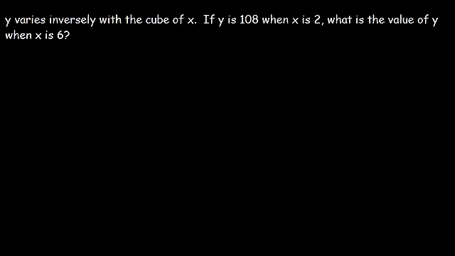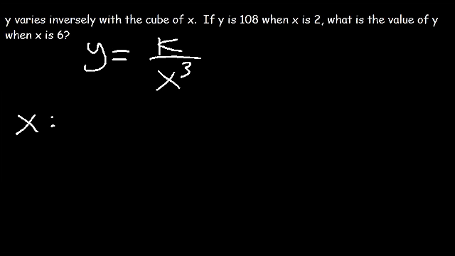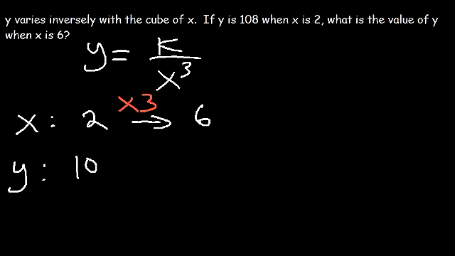Try this one. Y varies inversely with the cube of x. If y is 108 when x is 2, what is the value of y when x is 6? So the equation is y is equal to k over x to the third. So x is currently 2, and it's going to increase to 6. That means it's going to increase by a factor of 3, because 6 divided by 2 is 3. Y is currently 108. So what's the new value of y?